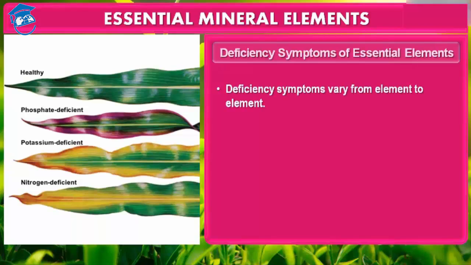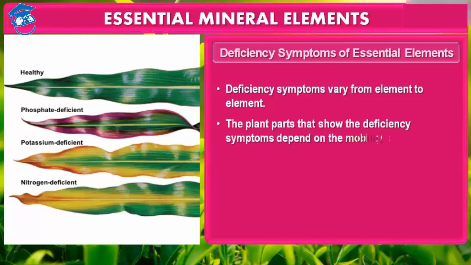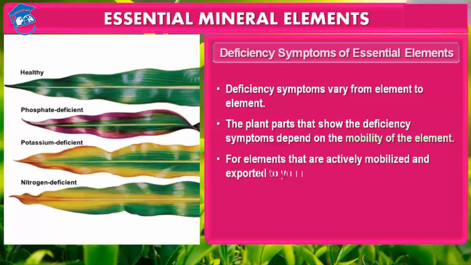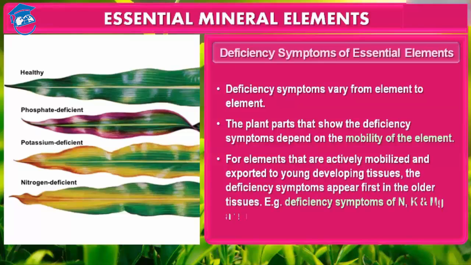Now deficiency symptoms vary from element to element. Plants show certain morphological changes and these morphological changes are indicative of certain element deficiencies, which we call deficiency symptoms, students. Deficiency symptoms may vary from element to element and they disappear when the deficient mineral nutrient is provided to the plant, students. However, if deprivation continues, it may eventually lead to the death of the plant.